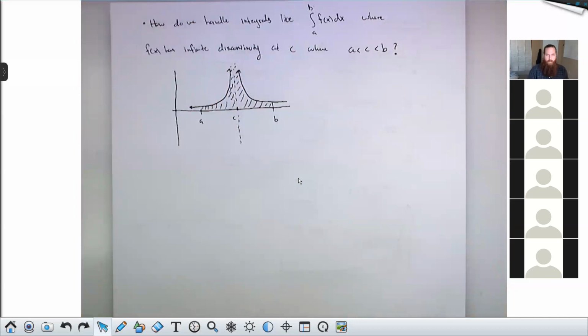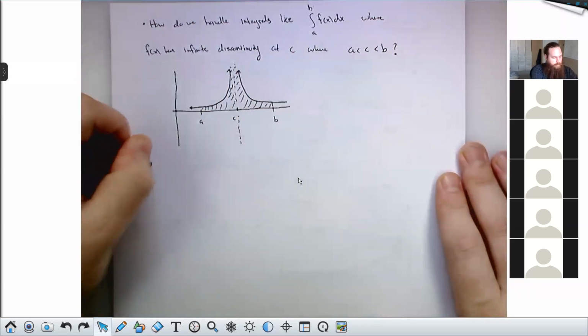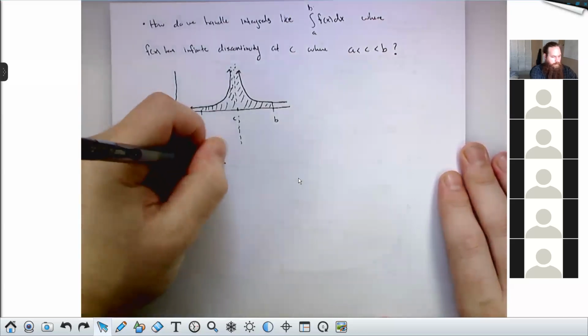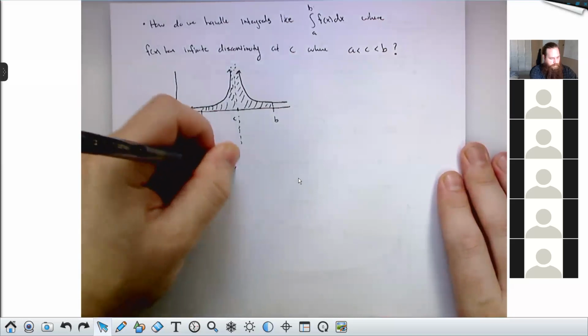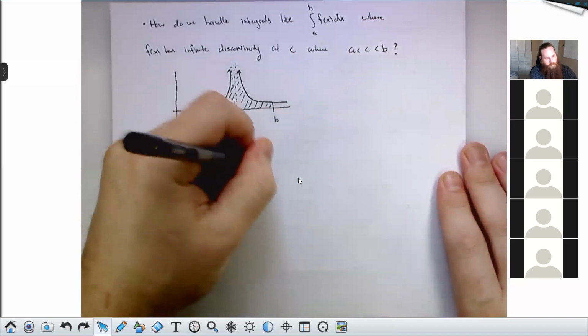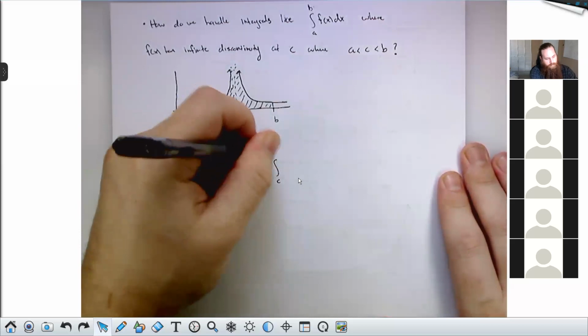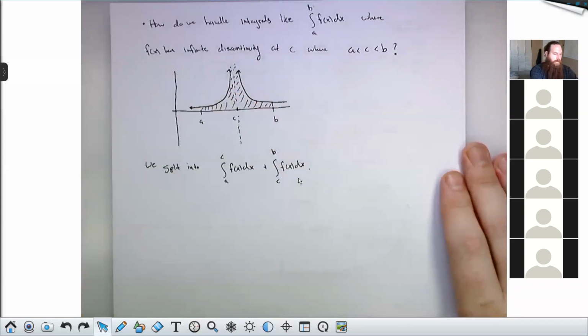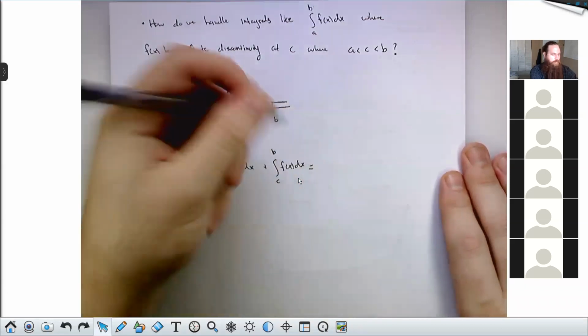And based on how we handled the bilateral integral, you might be able to guess how we're going to handle this. The idea is, again, that we're going to split it up into two integrals, each having a problem at just one endpoint. So the answer is we split into the integral from a to c of f of x dx plus the integral from c to b of f of x dx. And then handle each of those the way we were treating them on Wednesday.